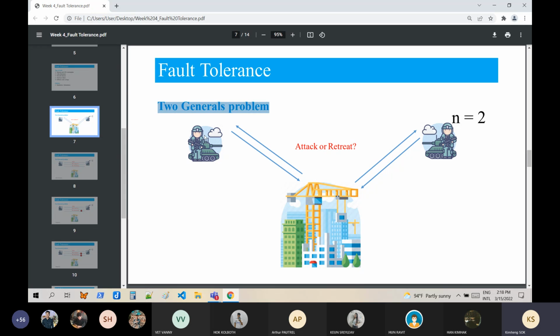But if only one goes and one retreats, the city will destroy the army because the city is very big. There's a lot of army. Okay, so in order to destroy the Byzantine city, we need two armies to go at the same time. Okay, but the problem is they cannot talk to each other because one army is on one mountain, another army is on another mountain, and in order to talk with each other, they need to send someone through the mountain, pass through the Byzantine city, and then go to the other mountain to send the message to the other general. Okay, that's why we call it the two generals problem.